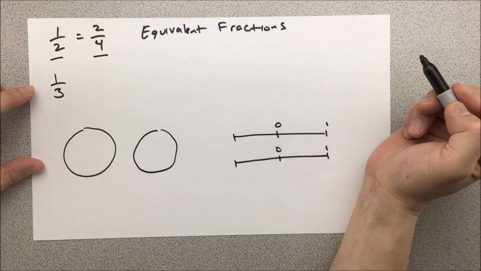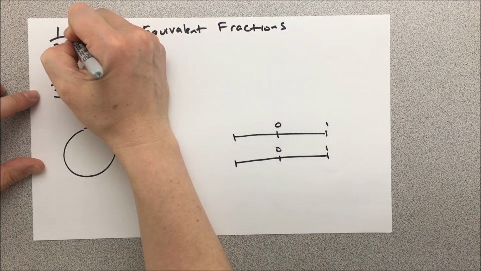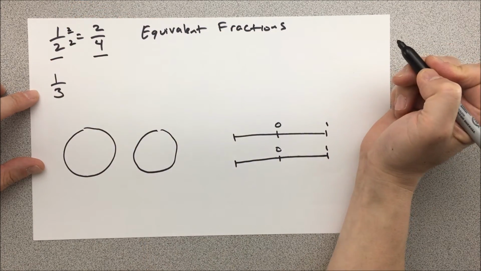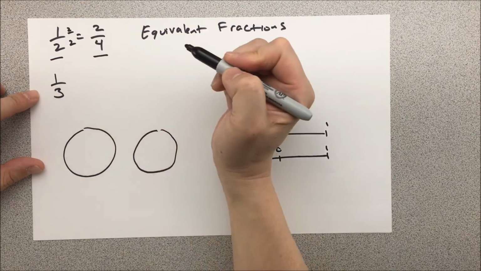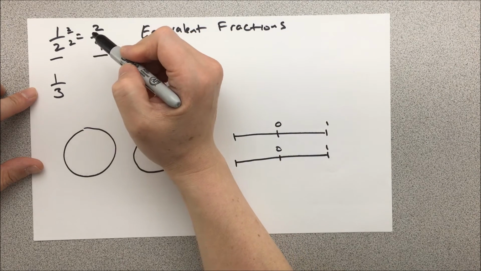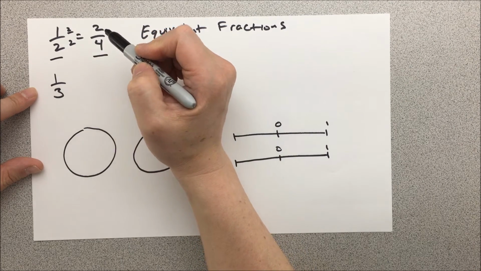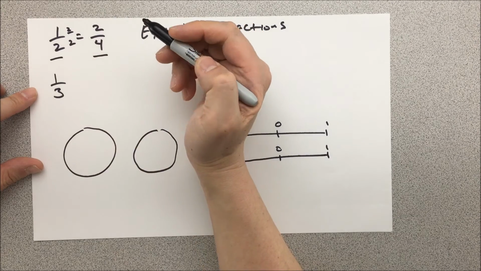Beyond that, you multiply both the top and bottom by 2 to convert 1/2 into 2/4. Multiplying by 2 over 2 is multiplying by 1, so therefore 1/2 is equal to 2/4.